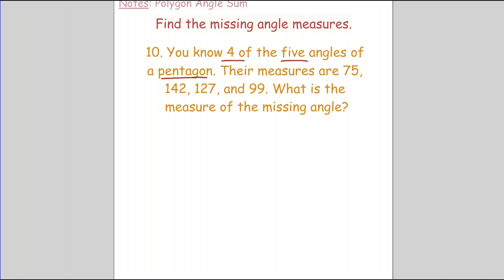Okay, don't say it out loud, just raise your hand when you're ready for me to check. No, you did that right, but then you're just supposed to subtract from 540.